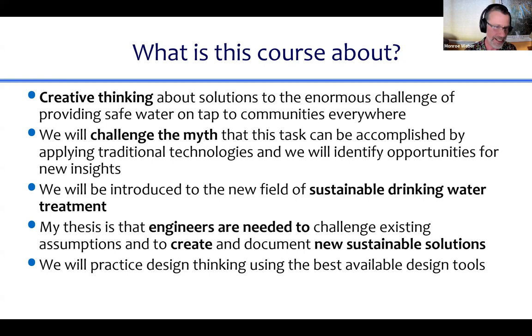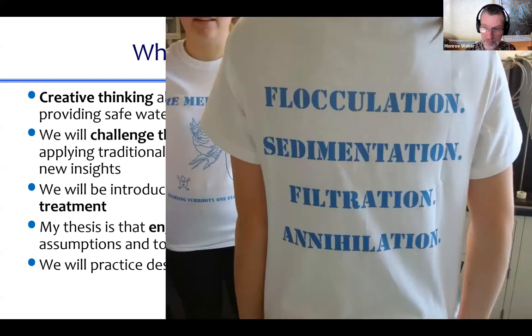Underlying this are a bunch of assumptions. One is that we do need engineers to help create better solutions so that resource-poor communities can have access to safe drinking water. Another hypothesis is that there are new things yet to be invented that would make this better. So we're not at the end of the road. There's more to learn in environmental engineering. And we will practice design thinking. Once we have gone through a couple of design challenges, we'll talk a little bit about design thinking. It's a whole approach to how you design things so that they can actually work in the real world.